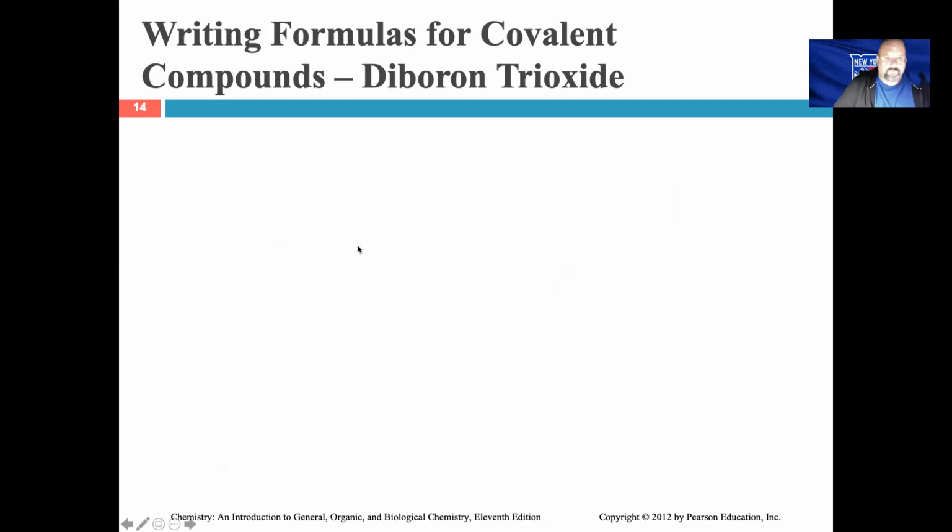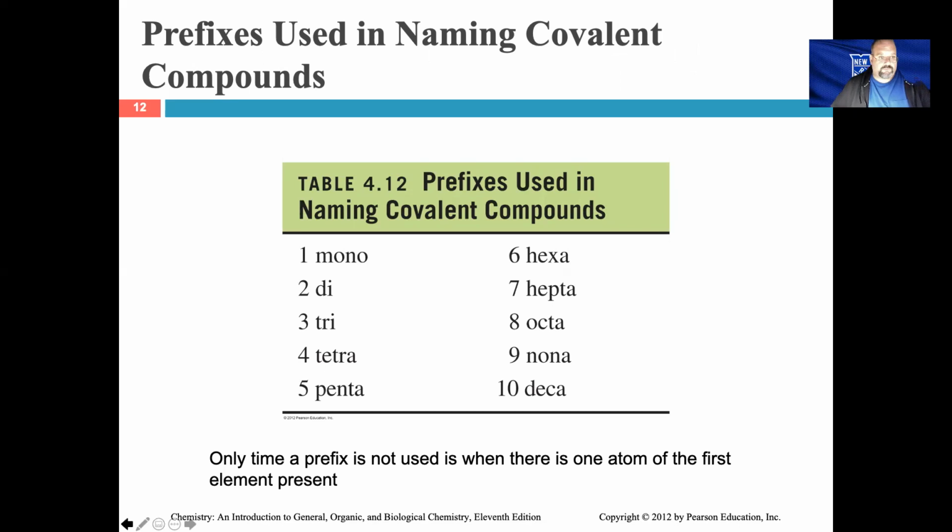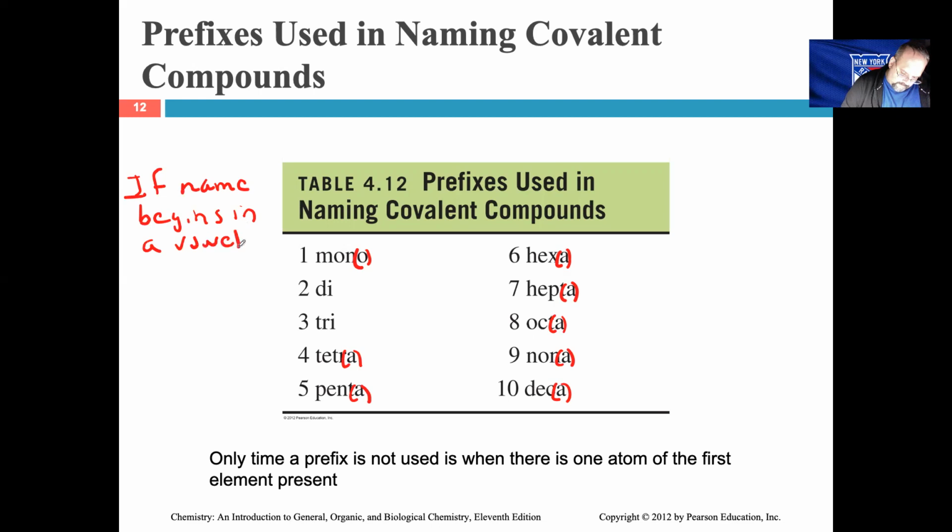Now, one other thing. I'm going to put the A's and the O in parentheses with the following. If the name begins with a vowel, do not use the letter in parentheses. So basically, it's all the A's, and then for mono, it's the O. So if the name begins in a vowel, do not use the letter in parentheses.